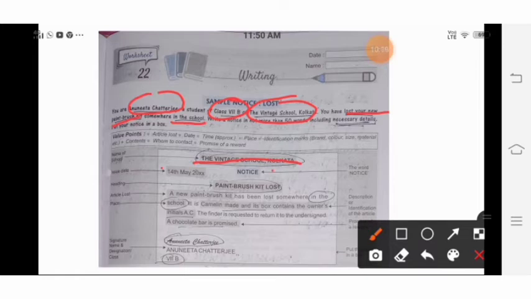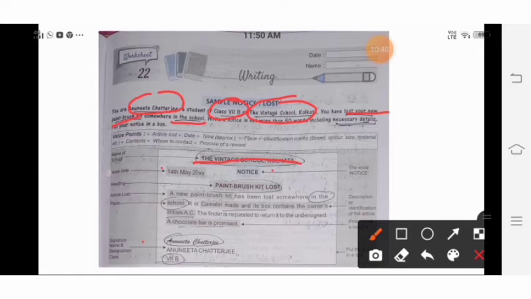Okay, then after that, eye-catching heading. Write the heading over here. What is lost? Paintbrush. Write down paintbrush kit lost. If it is umbrella lost, write down umbrella lost. Raincoat lost. Right? Wristwatch lost. Gold ring lost. It depends. They have given it over your paintbrush. Use that word.